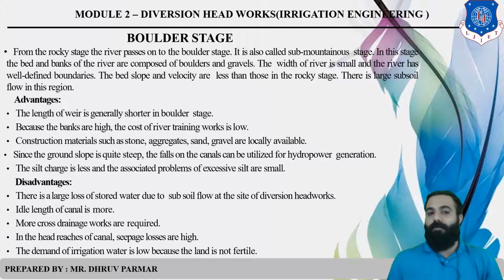Idle length of canal is more, and there is large loss of stored water due to subsoil flow. Subsoil flow means the flow which is below the ground. More cross drainage is required, seepage loss is very high, and the land is not fertile, so we cannot use that particular diversion headwork in the agriculture period. But all in all, we can easily construct in the boulder stage because the catchment area is very large and velocity is very low. So we can easily construct a diversion headwork in the boulder stage.